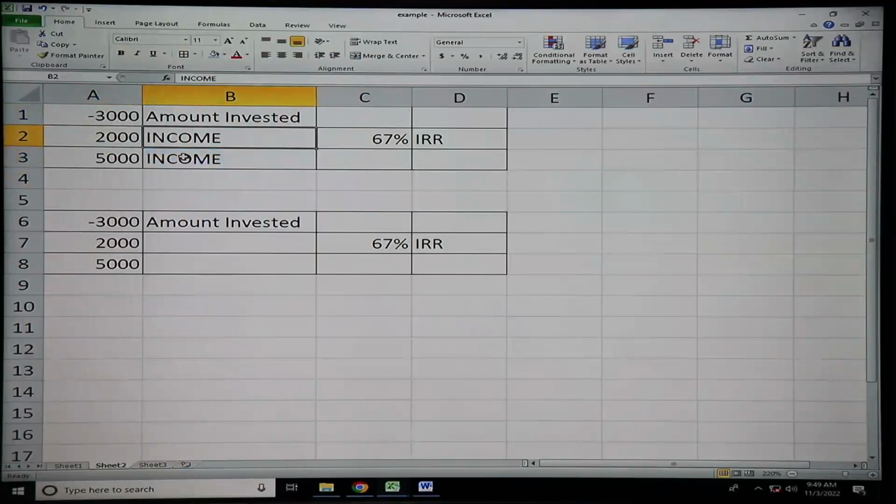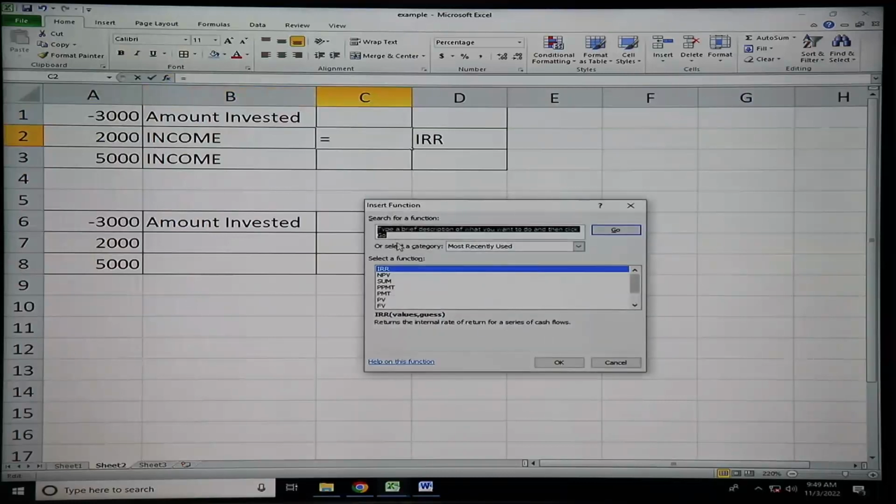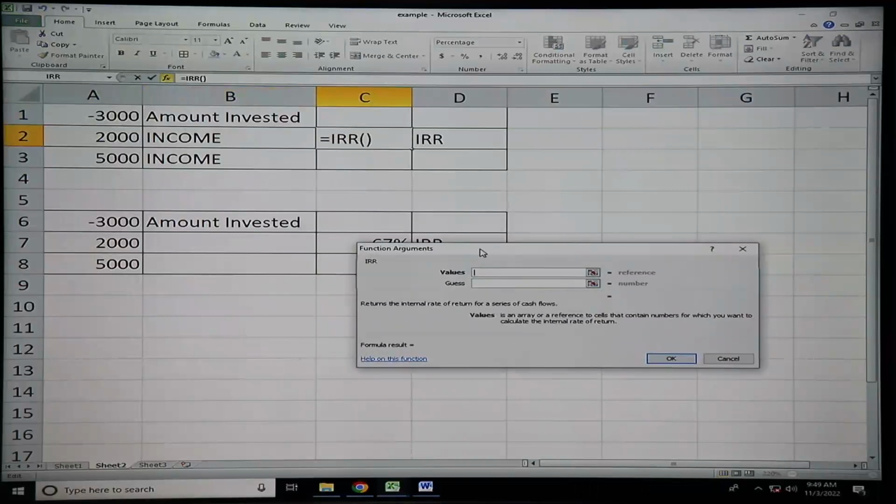So, to insert the function, we said we insert the function IRR. We click on the function here, select insert function, then select internal rate of return. Then the values, we have these values. We said the guess, we don't have any guess for now.